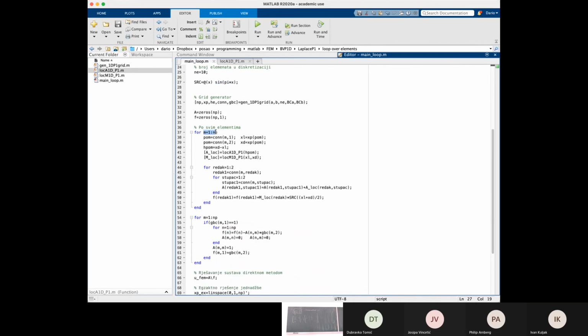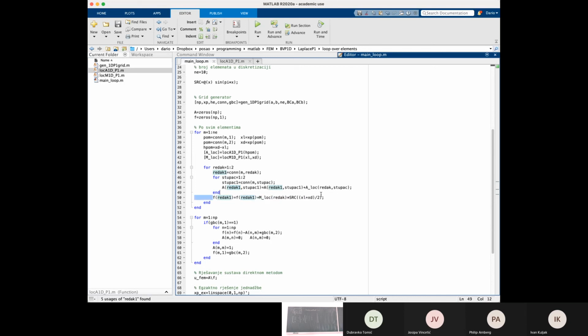And what is the idea? The idea is to loop over all elements. So we have some number of elements, go to all elements and construct the local stiffness matrix and the local right-hand side load. And then when you have constructed the local matrix, you just have to put that local matrix, A loc, into the matrix A, which is the global matrix. So at position i, j, you will put the right number from the local matrix. So basically this is the whole finite element procedure.